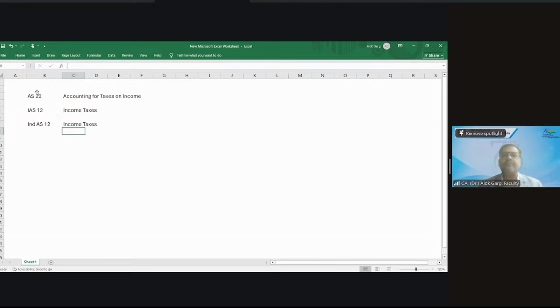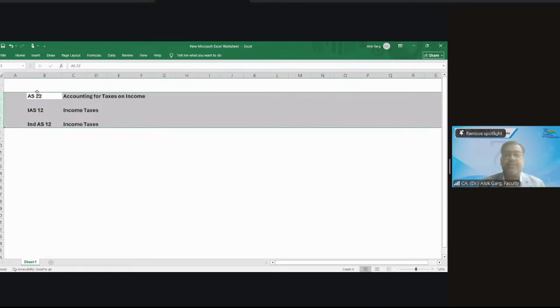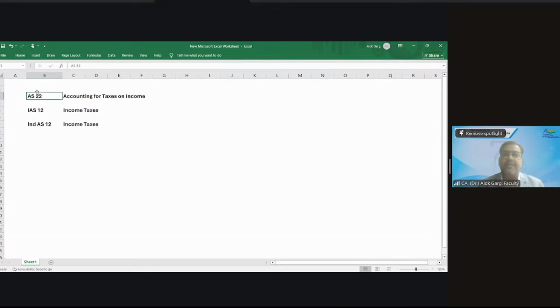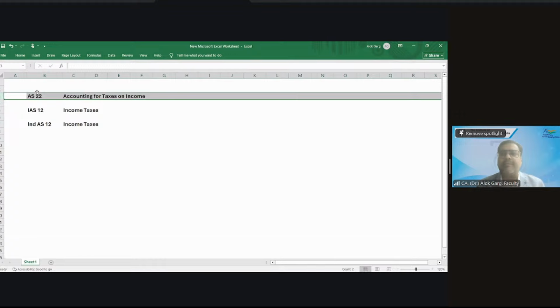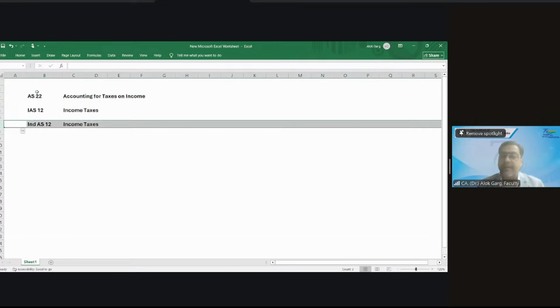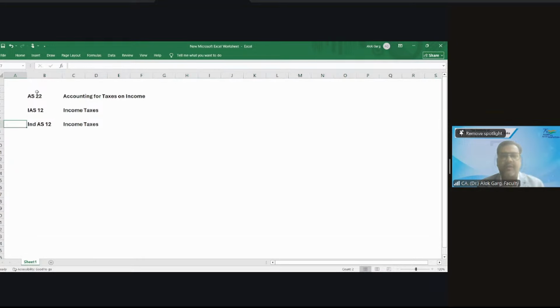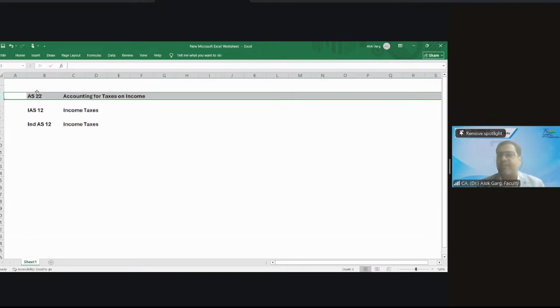Friends, these are the three standards which are applicable. In India, Accounting Standard 22 is applicable in Indian GAAP, right? Till CA Inter, you must have read about Accounting Standard 22. In Indian Accounting Standards, it is Ind AS 12, which is part of CA Final. So Ind AS 12, we have to read in CA Final. Accounting Standard 22 was the curriculum of CA Inter, but from the country perspective, AS 22 as well as Ind AS 12, both standards are applicable.